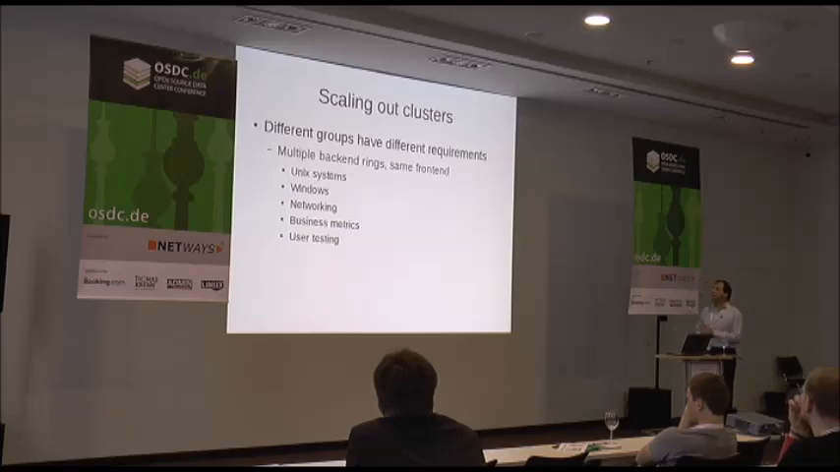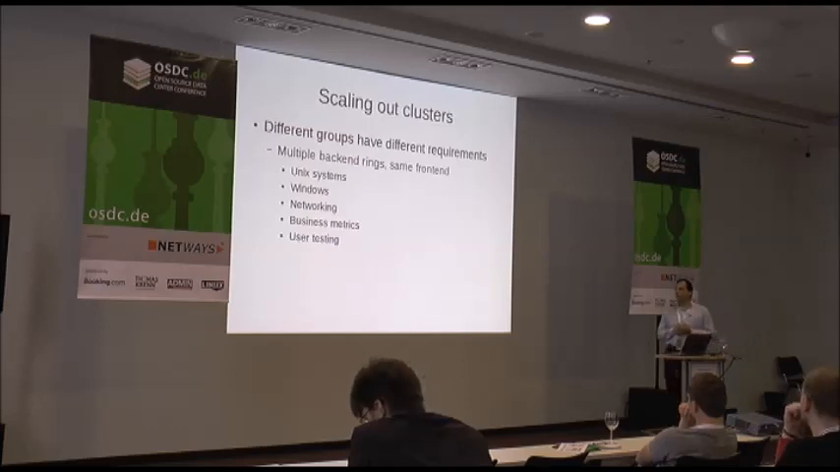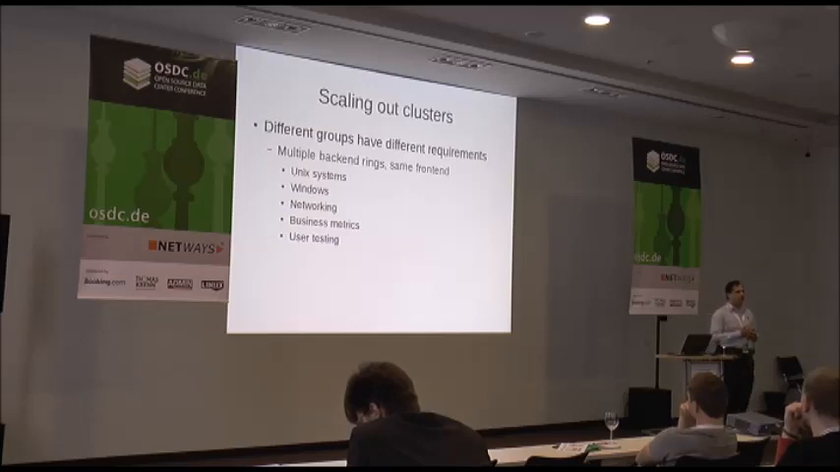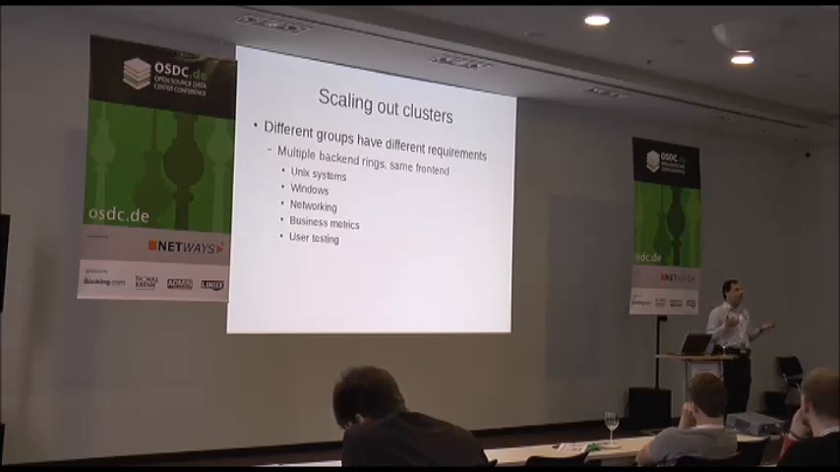We have different groups with different requirements, so we ended up with multiple backend rings. Unix systems, that's just the sys cluster, is about 30 machines. User testing is a 2-box cluster. We have 8 or 10 machines right now for the business metrics, and those will probably grow. We have a separate cluster for our network group, and a separate cluster for the Windows people. If you can shard out your data, you can still keep one front end, or 2 boxes or 3 boxes as you need to grow. Each of these things scales horizontally.